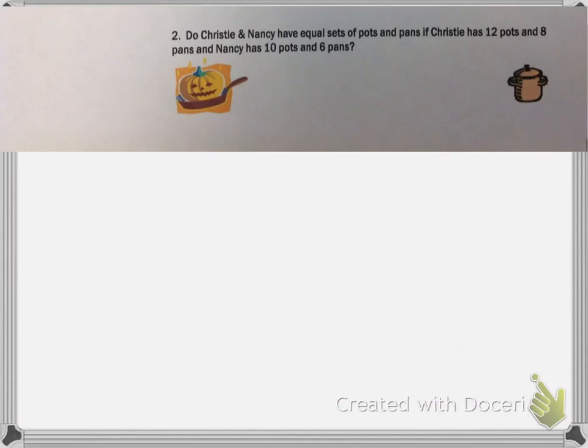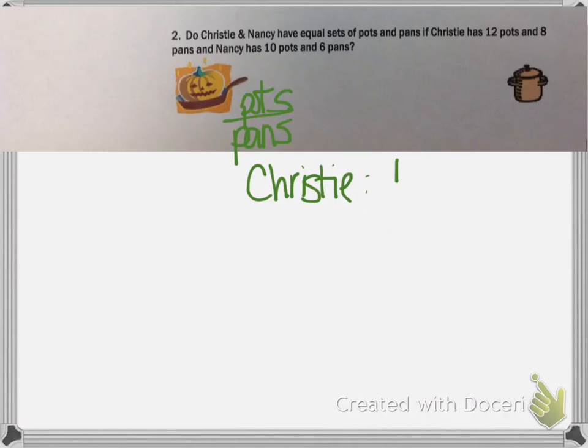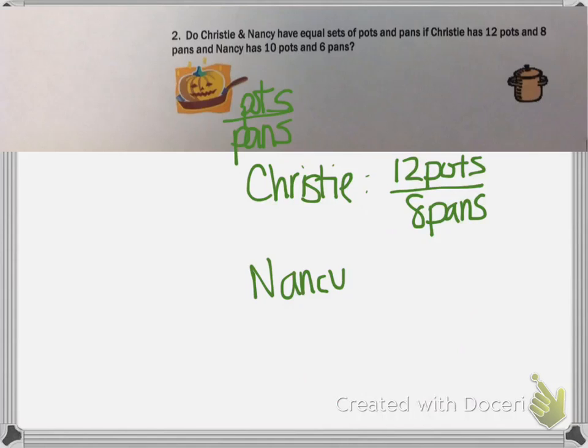Okay, number 2 says, do Christy and Nancy have equal sets of pots and pans? If Christy has 12 pots and 8 pans, and Nancy has 10 pots and 6 pans. So the ratio using our labels is pots over pans. And Christy has 12 pots over 8 pans, and Nancy has 10 pots over 6 pans.